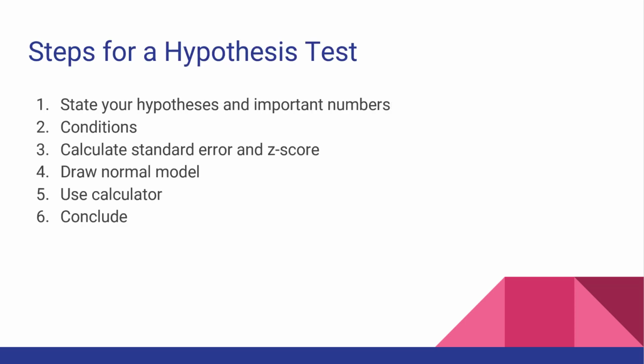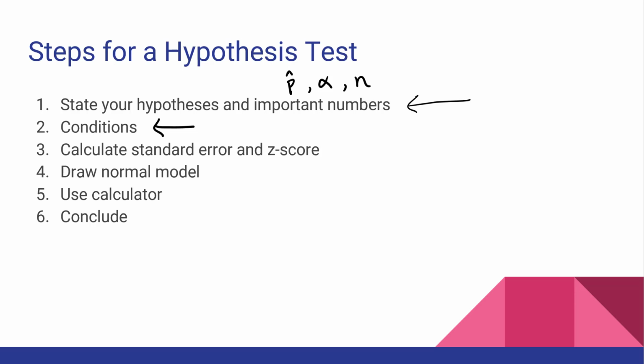So here are the steps for our hypothesis test. I will go into detail with each of these in a minute, but this is your general overview. The first thing you always do is list out your hypotheses, so your null hypothesis and your alternative hypothesis, and then all of your important numbers. So those would be your p-hat, your alpha, and then your sample size. Then you check your conditions. I will go into what those are in a minute, but some of them will look very, very familiar.